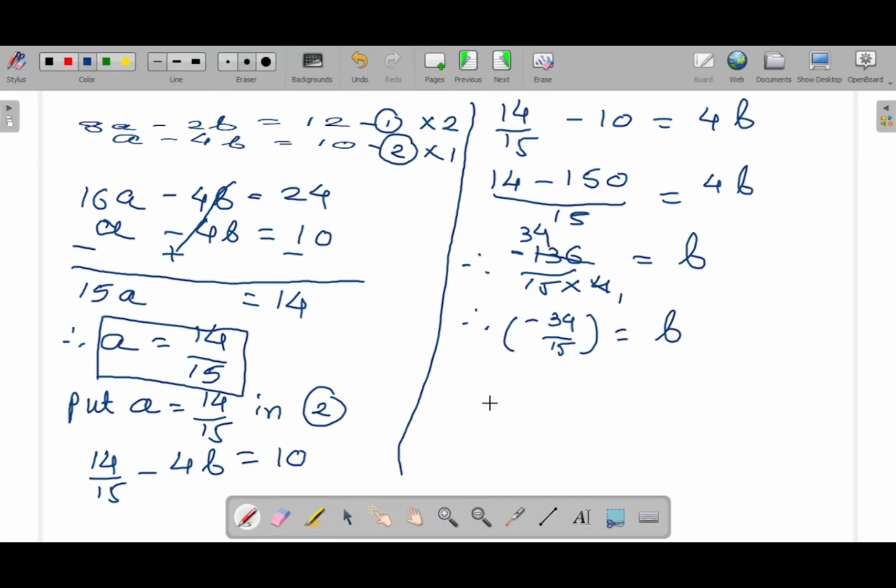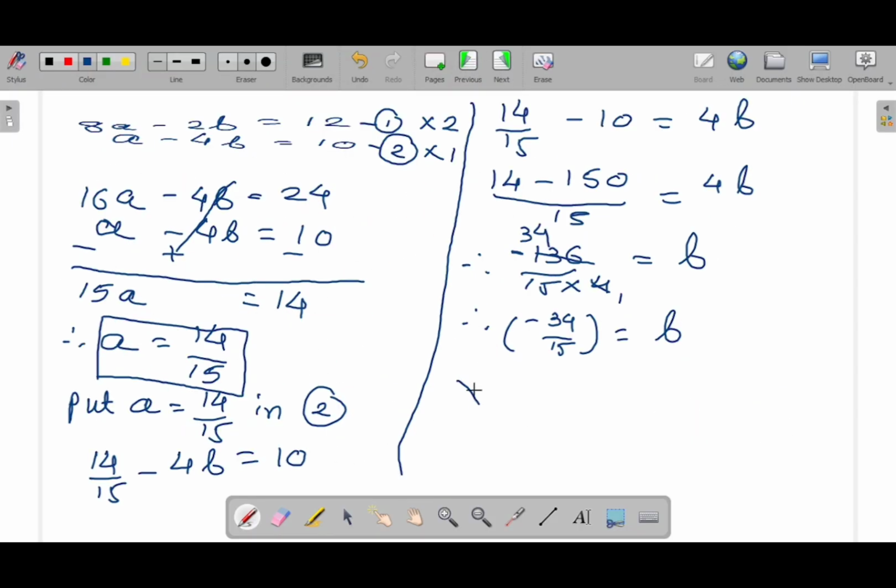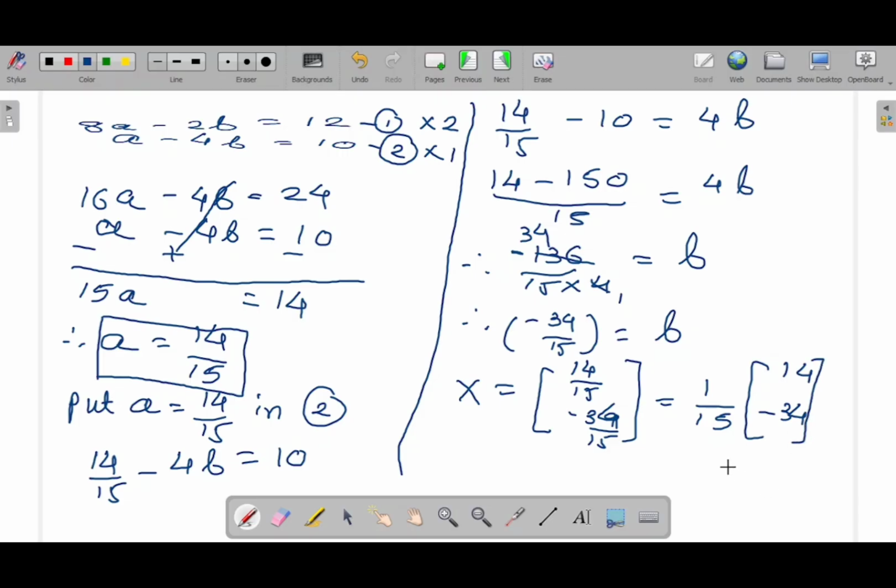So what is that matrix which we have to find actually? X. So the X is equal to 14 upon 15 and then minus 34 upon 15. So you can also take 1 upon 15 common if you wish to. Then 14 and minus 34, this is your answer.